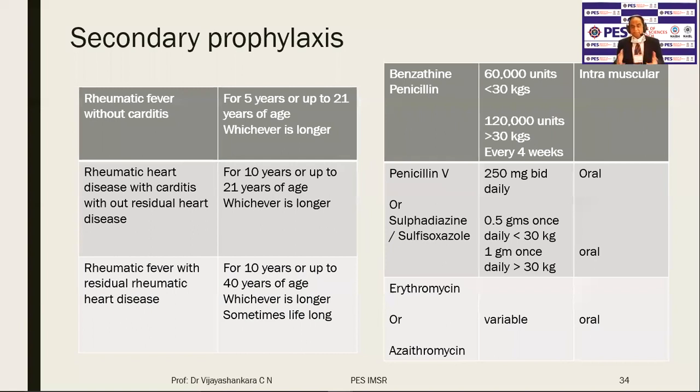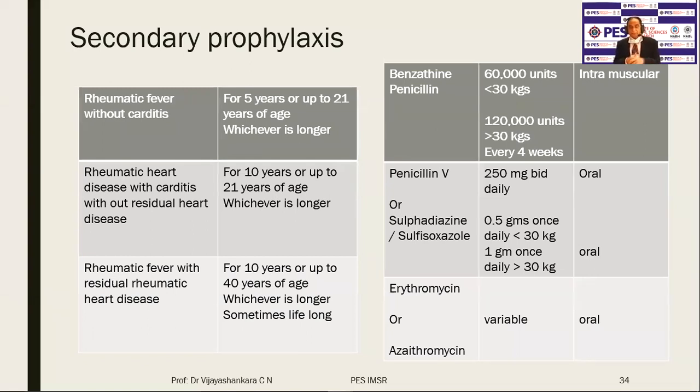A 15-year-old child comes to you with acute rheumatic fever: give prophylaxis up to 21 years, not for 5 years, because it becomes 20 years. Same thing for rheumatic heart disease with carditis, without residual heart disease: you have to give it for a longer period, that is for 10 years or up to 21 years of age, whichever is longer.